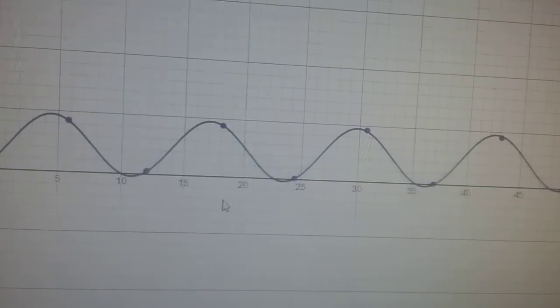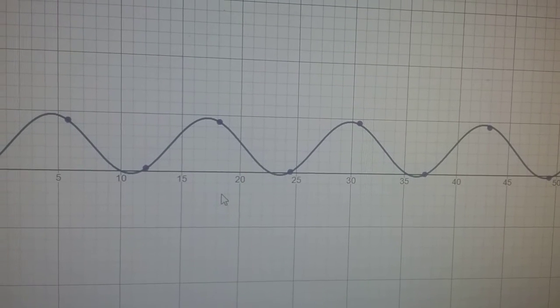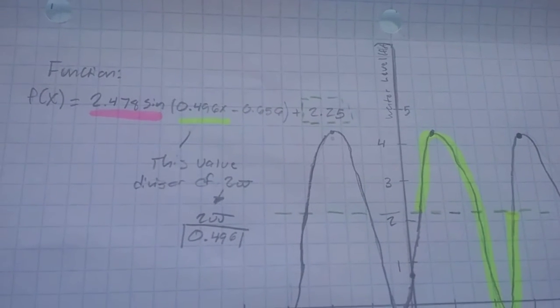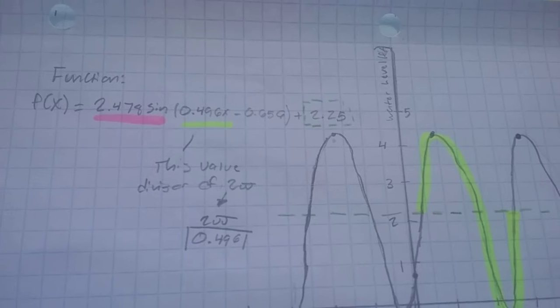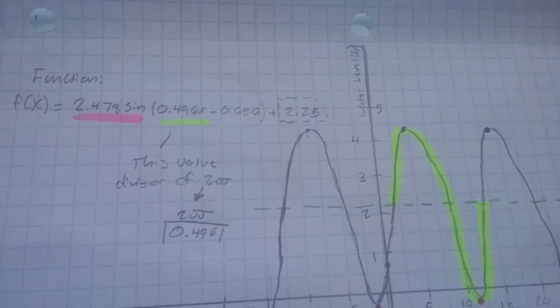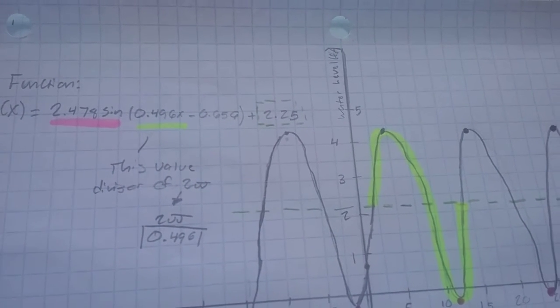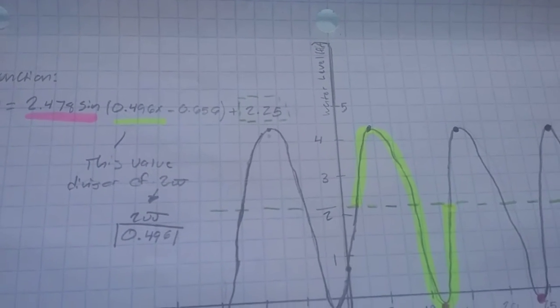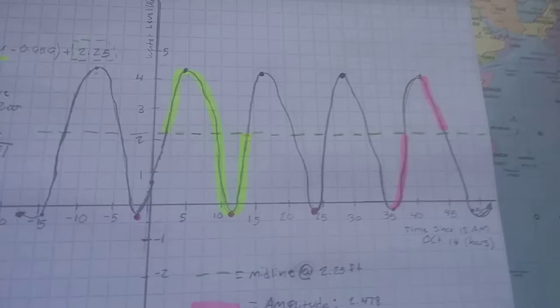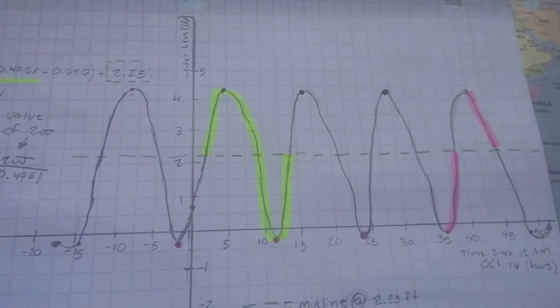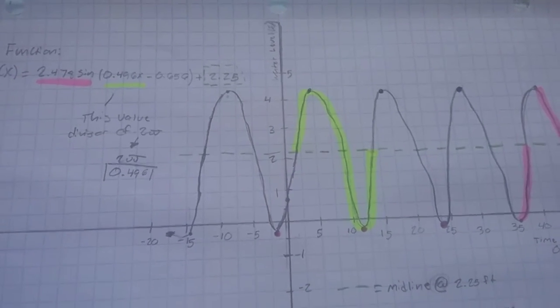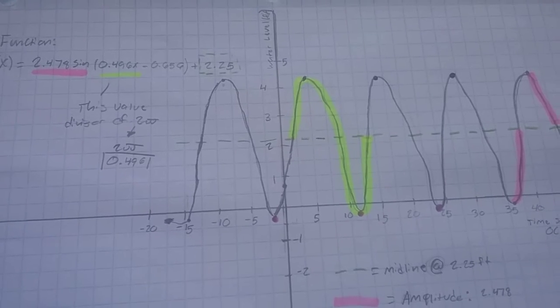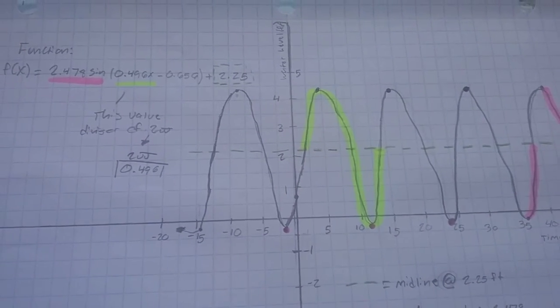So now I am ready to graph this. My function was 2.478 sine of 0.496x minus 0.656, plus 2.25. And I sketched a graph, which is shown below. To sketch this graph, I had to pick out individual points of my function.